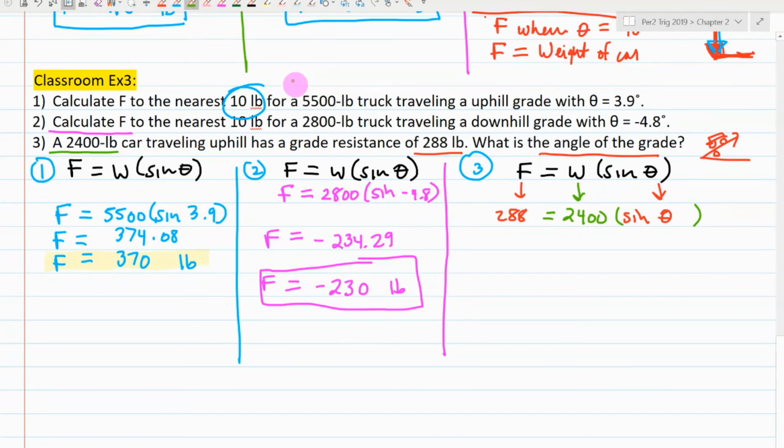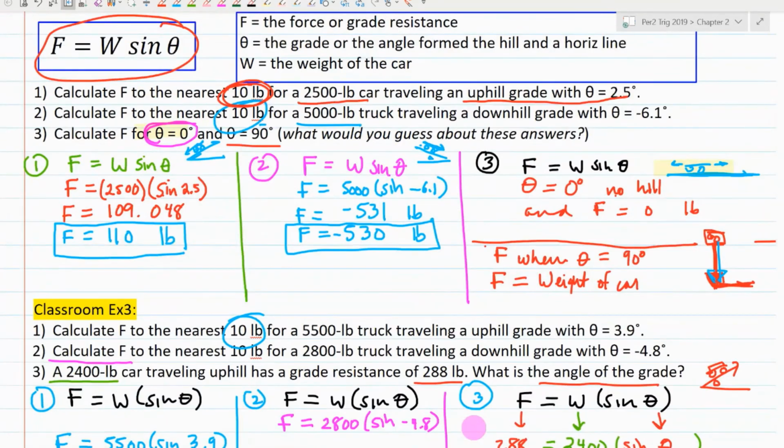So in order to solve this, I'm going to go ahead and divide both sides by 2400. Now, you can divide this, or if you wanted to, you could just leave it as a fraction. This does divide nice and evenly. It divides to 0.12. So my answer is not 0.12. That's not the angle. Remember, we just finished solving for angles up here.